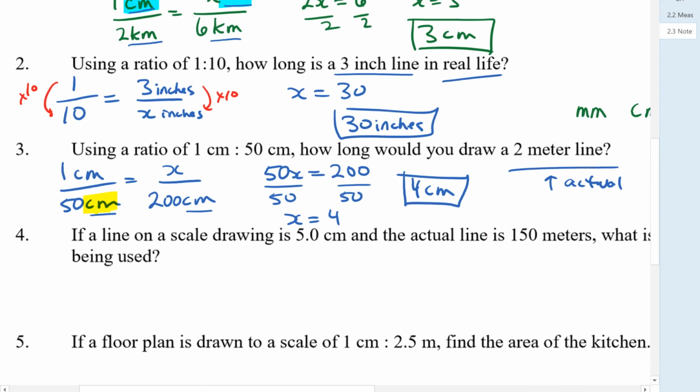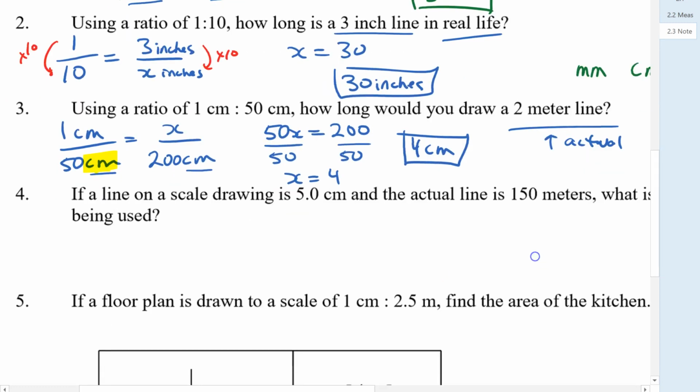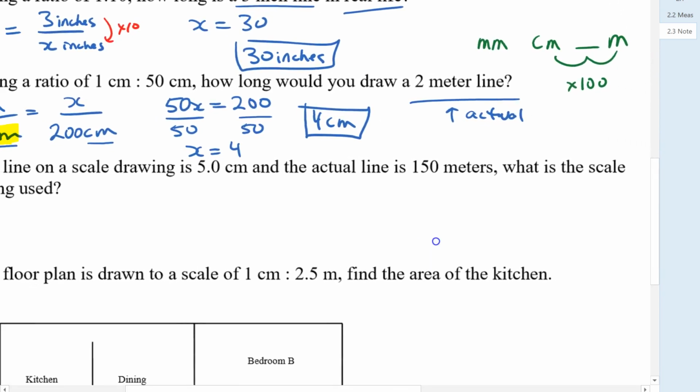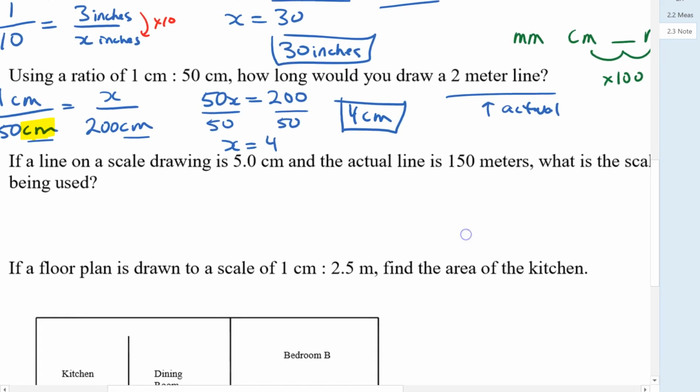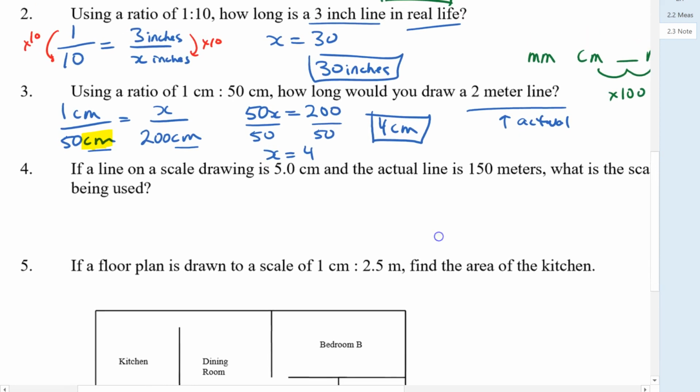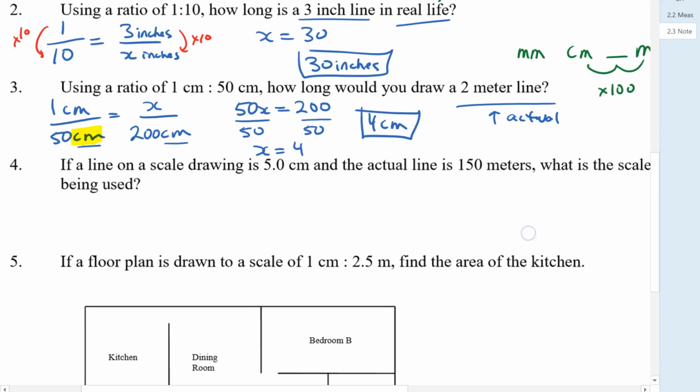Question number 4. If a line on a scale diagram is 5 centimeters and the actual line is 150 meters, what is the scale being used? Okay, this is a different question now. Here they give us both of them on the right. On the previous questions, here was the scale, and on the right, one of them was unknown.